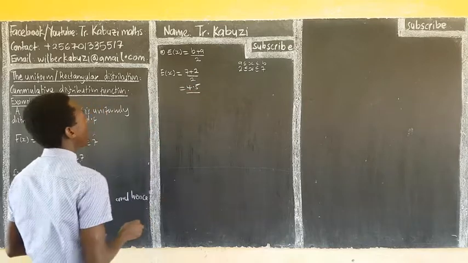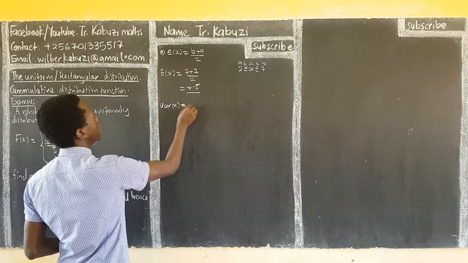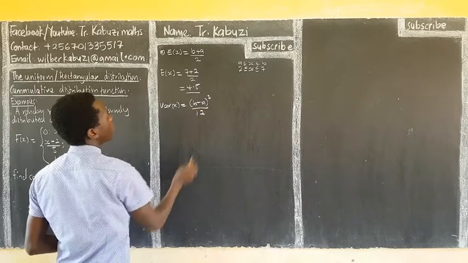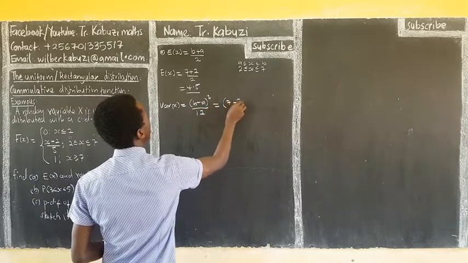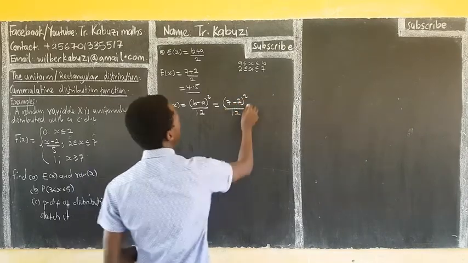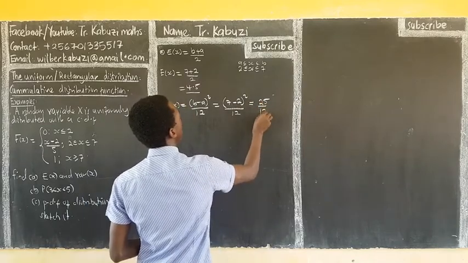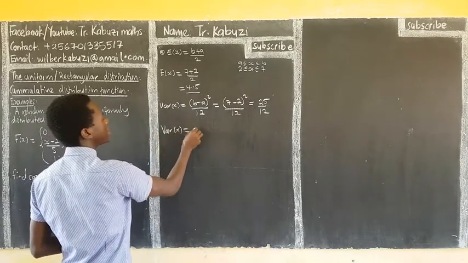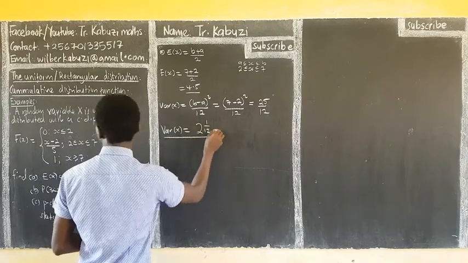When I come down to the variance of X, we said it's (B minus A) squared over 12. So putting them there, our B is 7 minus 2, squared, the whole over 12. And this one is going to give me 25 divided by 12. So here the variance of X is 2 whole number, 1 over 12. And so you are done with that.